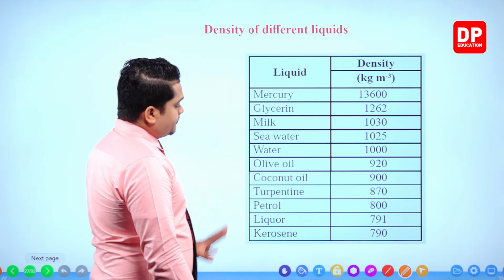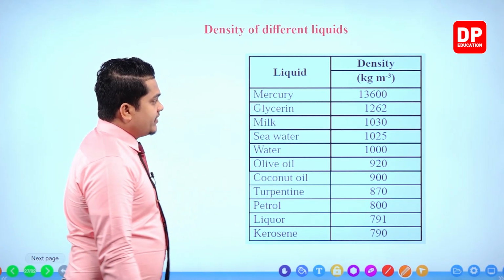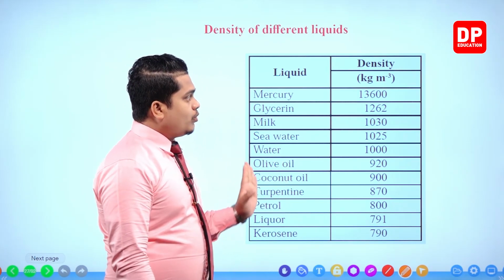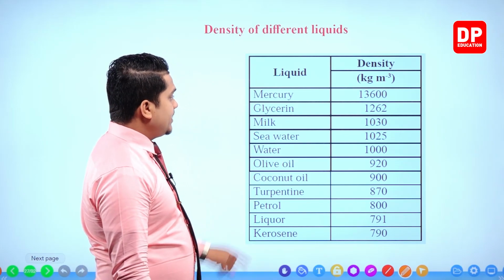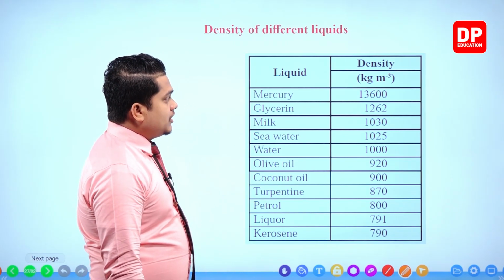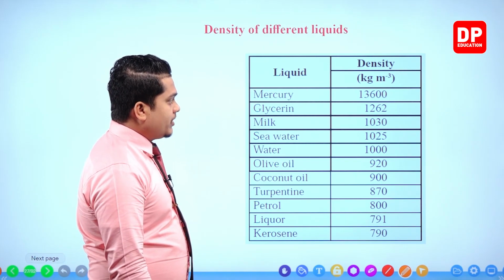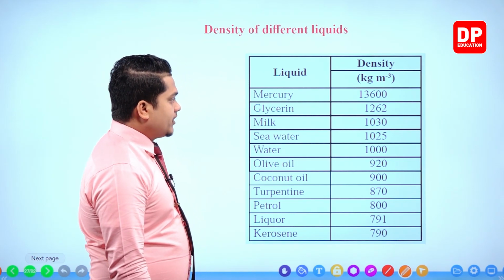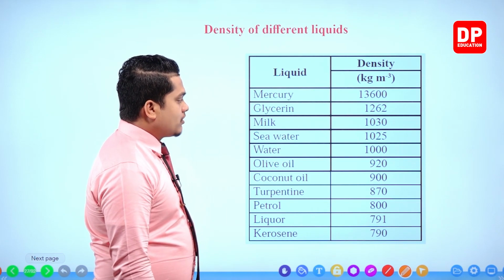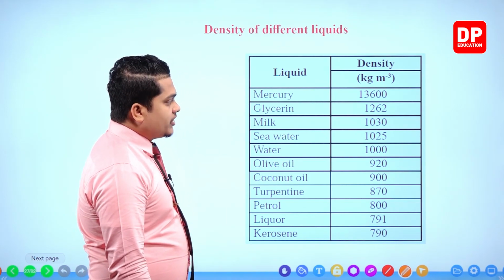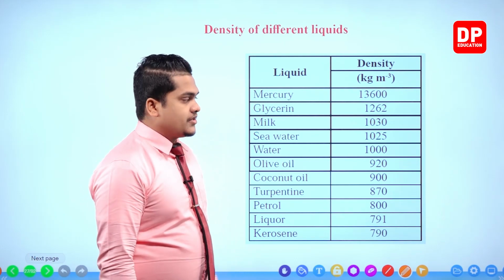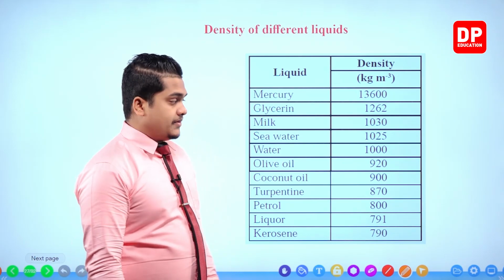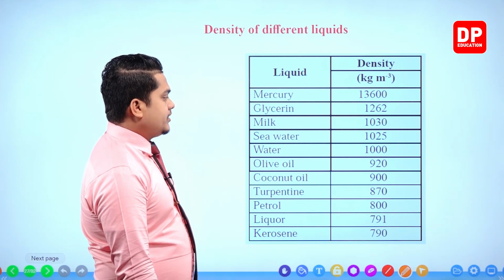So these are several densities of different kinds of liquids, my dear children. Like I said, mercury has a density of 13,600 kilograms within 1 cubic meter. Then glycerine, 1,262 kilograms per cubic meter. Milk, 1,030 kilograms per cubic meter. Seawater, 1,025 kilograms per cubic meter. Then water, it's equal to 1,000 kilograms per cubic meter. Olive oil, 920 kilograms per cubic meter. Coconut oil, 900, right?